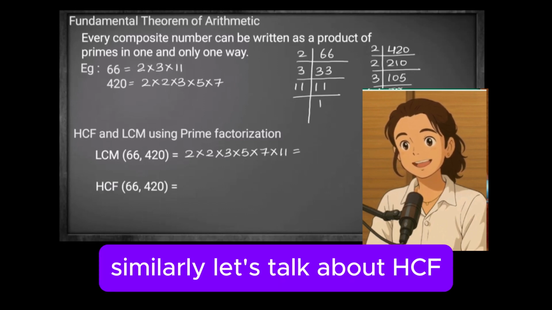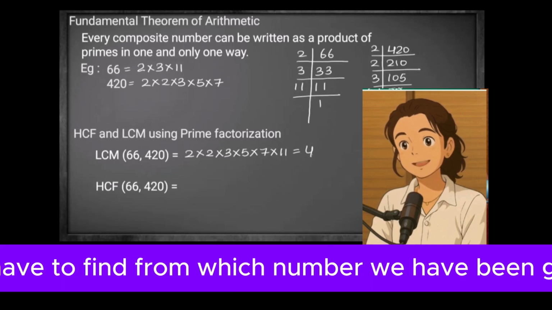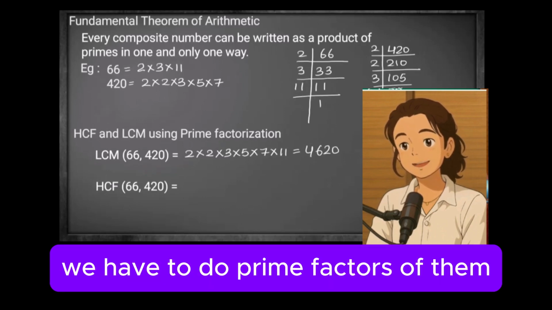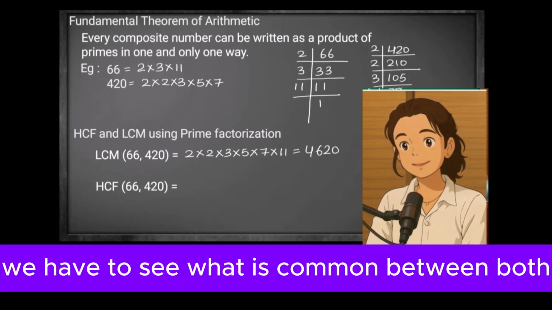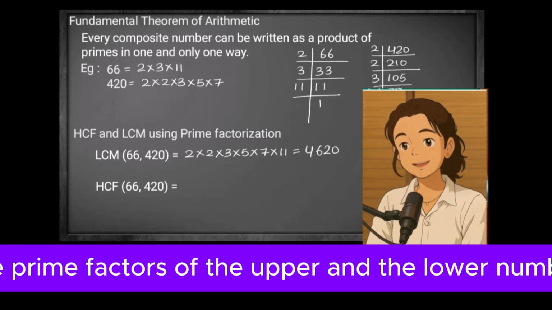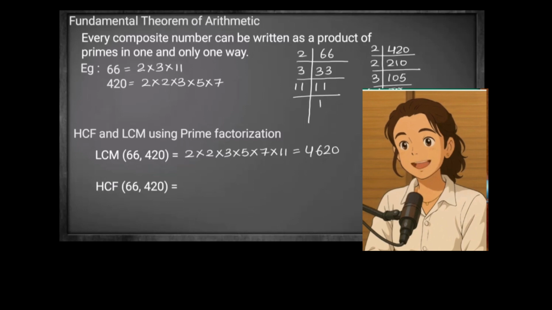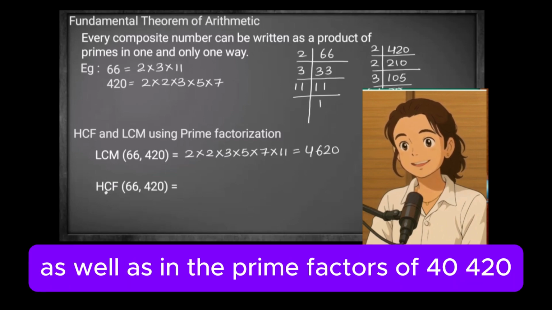Similarly, let's talk about HCF. In HCF, we have to see which numbers we have been given. We have to find the prime factors of them. After doing prime factors, we have to see what is common between the prime factors of the upper and the lower number. Now we have to find the common ones here, that is, the ones which come in 66 as well as in the prime factors of 420.